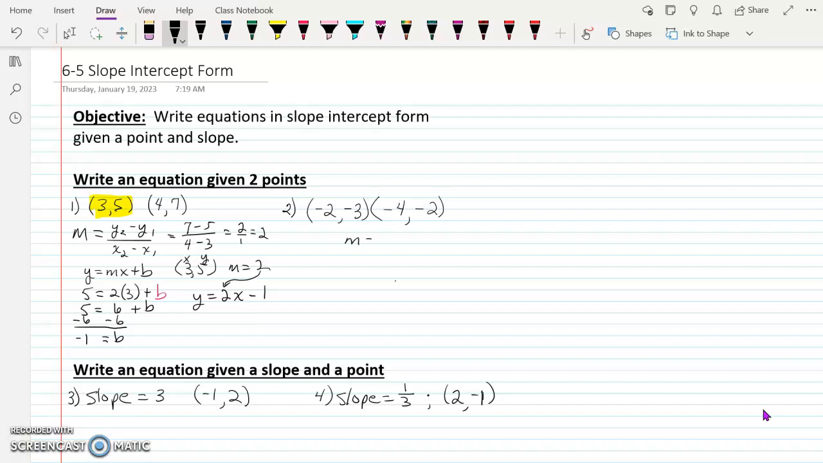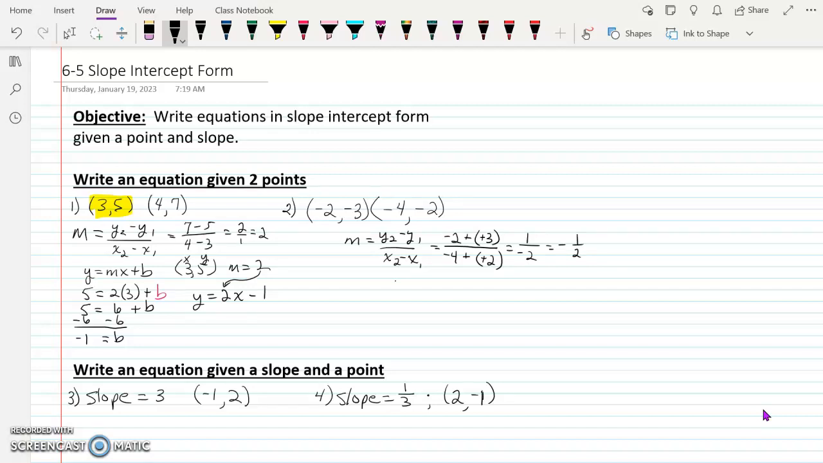So here we're going to do m equals, again, y2 minus y1 over x2 minus x1. It's going to give us -2 minus -3 over -4 minus -2. Let's see, we need to change these to positives. So that's going to give me a +1 in the numerator and a -2 in the denominator for a slope of -1/2.